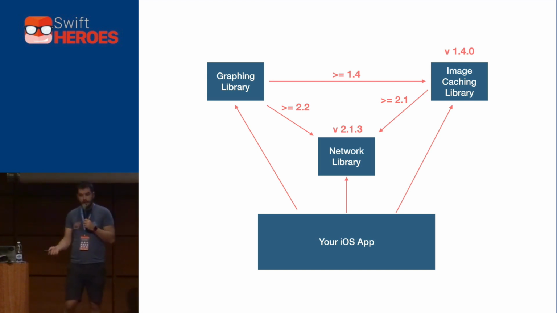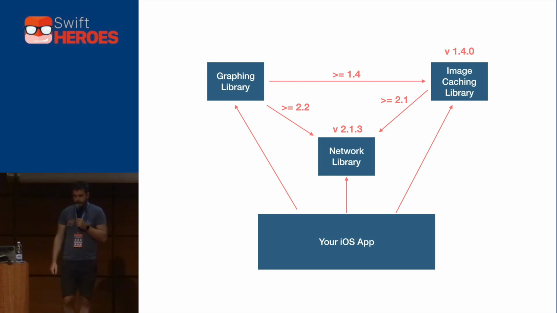So this all works, but you have to make sure all of those dependency versions work yourself, and you have to do it manually. The graphing library also relies on the network library, but in this case, it relies on version 2.2 or greater. And that's a problem because you've got version 2.1. So you have to go and get 2.2 or greater, make sure your code still works with it, and update it manually.